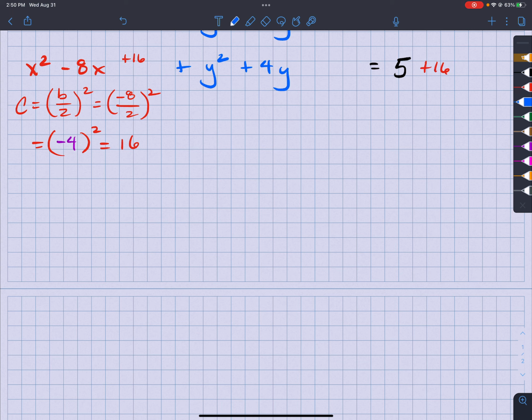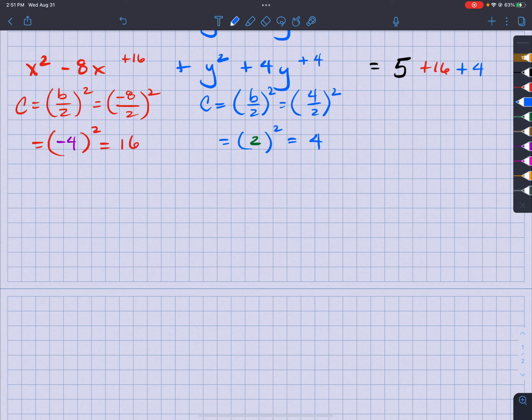And then for the blue, or for the y, I'm going to do the same thing. C is equal to b divided by 2 squared, which is 4 divided by 2 squared, which is 2 squared, which is equal to 4. So I have to add 4 on this side, and I have to add 4 on that side. All right?